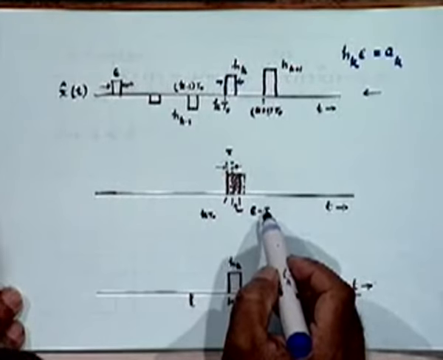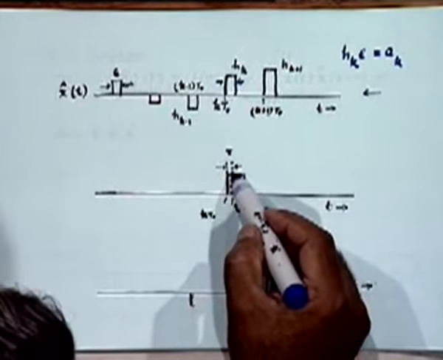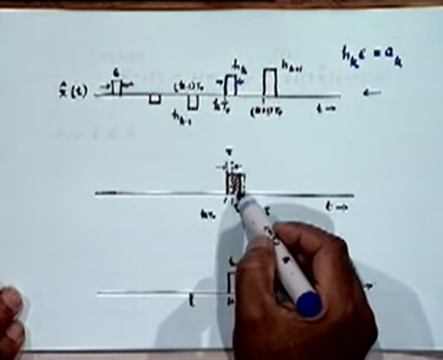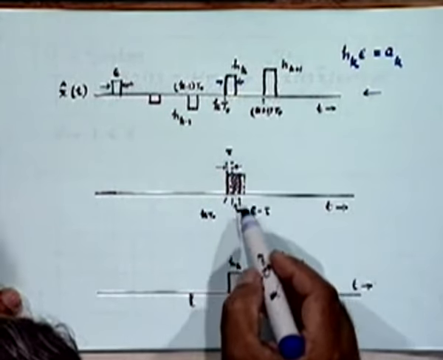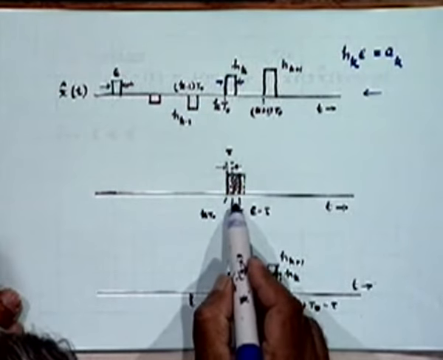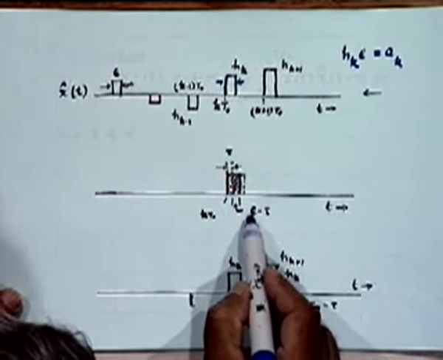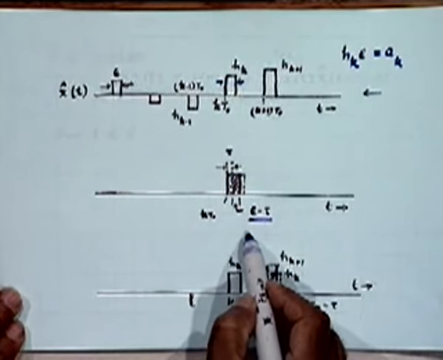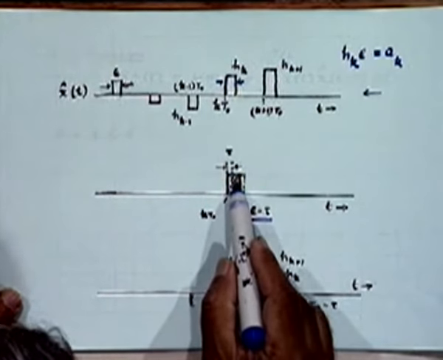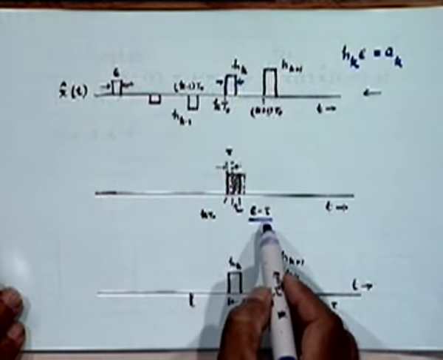So what will be the value of the autocorrelation function for this value of tau? Well, it depends on the overlapping area, as you know, and that overlapping area will be proportional to epsilon minus tau. More specifically, it will be h_k into epsilon minus tau.